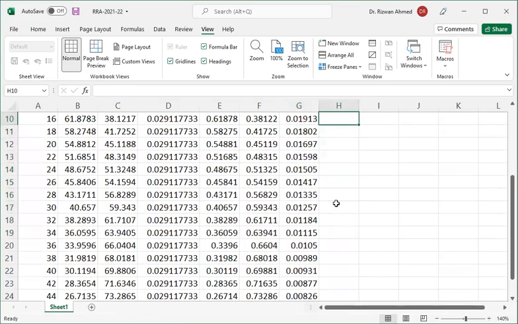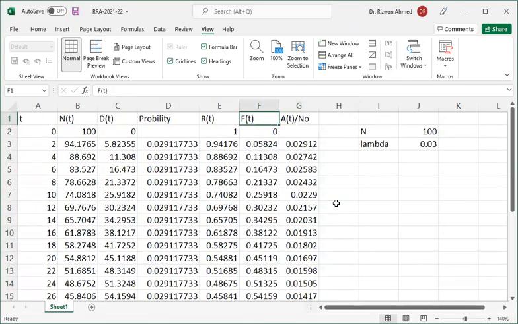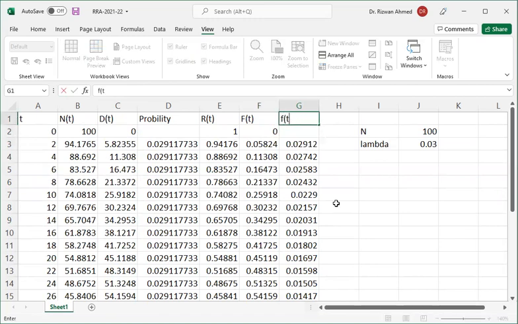Okay. The value starts with 0.002, 0.0029. So it is close to the 0.03 value, the lambda value. That is the case of exponential distribution where the lambda value stays constant, right? This is known as f of t, a derivative of that one. This is known as the failure density function. Failure density function.